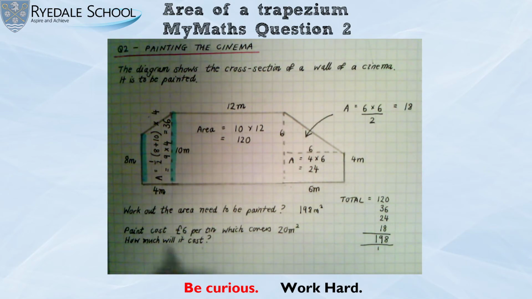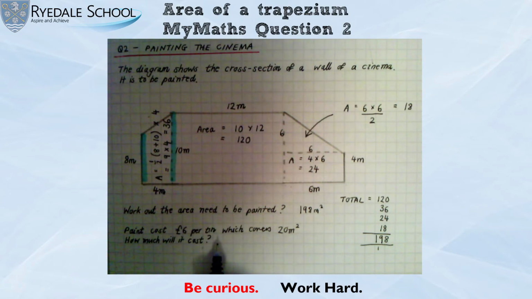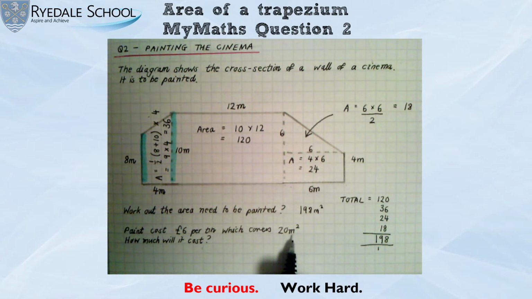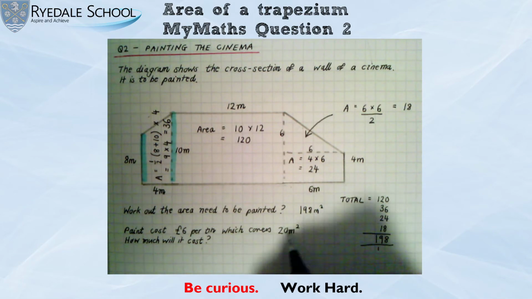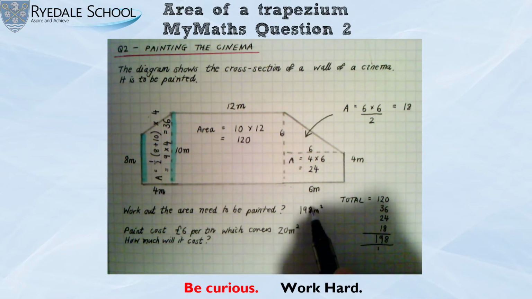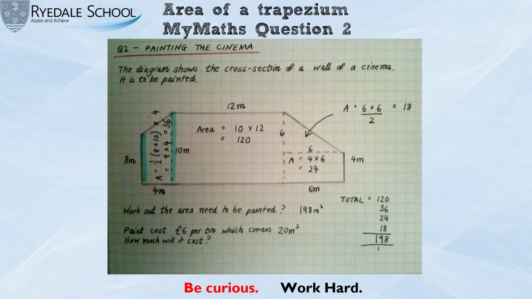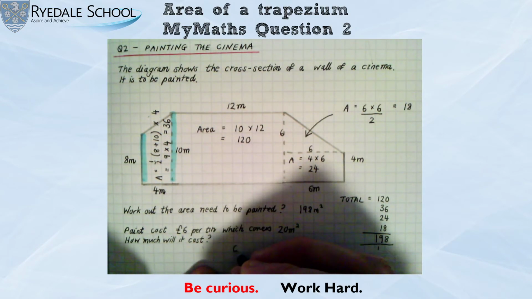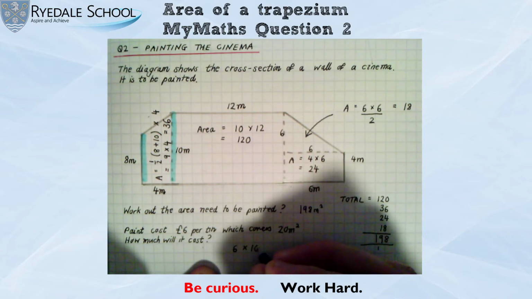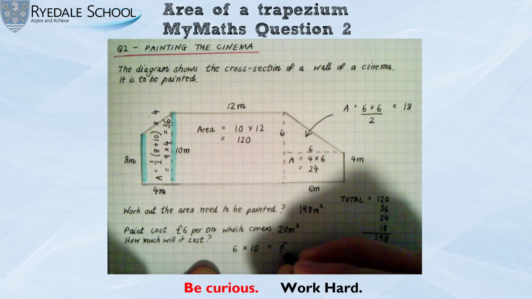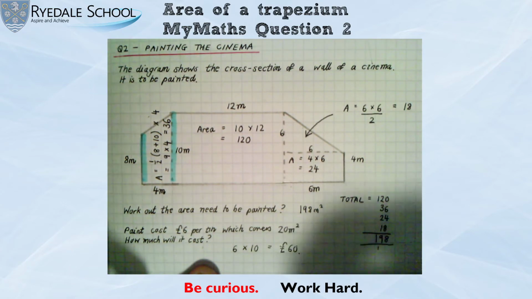Now I'm sure it's not the second part of the question that's been causing the problem, but I'll just quickly do this. I've made up the situation where paint costs £6 per tin and it covers 20 meters squared. You have to buy a whole number of tins, and I can see I'm going to need, how many 20s go into 198? Well, 10 will do me 200 meters squared. So I'm going to need 10 tins. So it's going to be 6 times 10, which is £60.